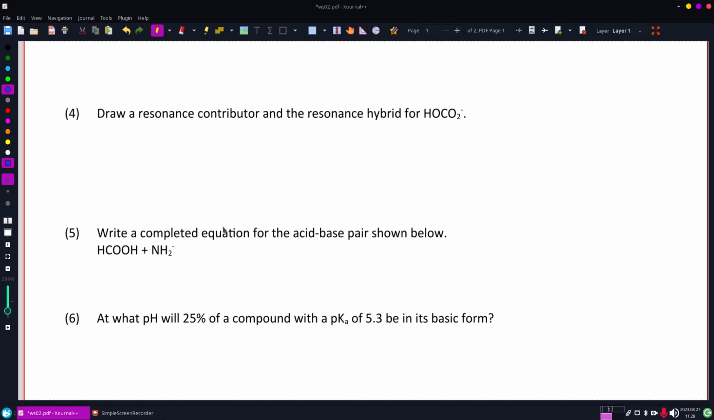Alright, on number 4, we're drawing the resonance contributor for HCO3 minus, which really is a very painful way of writing the bicarbonate polyatomic ion. Right above those, I'm writing down the valence electrons, because I'm going to answer this problem by first coming up with just a Lewis structure for the entire molecule.